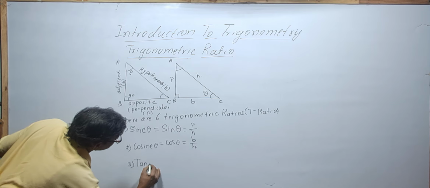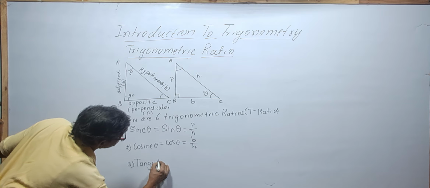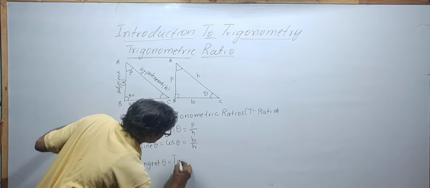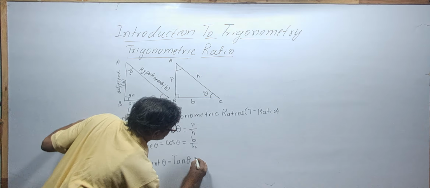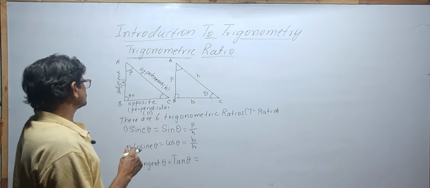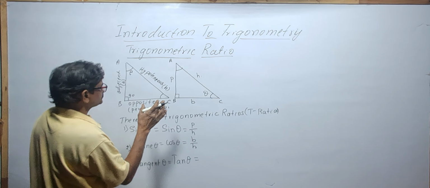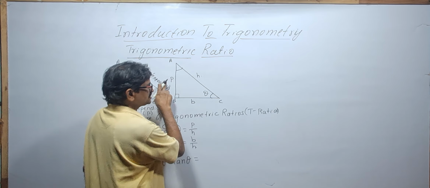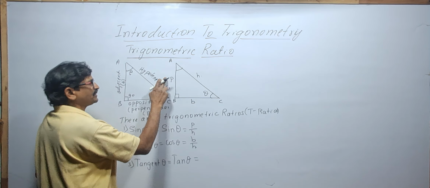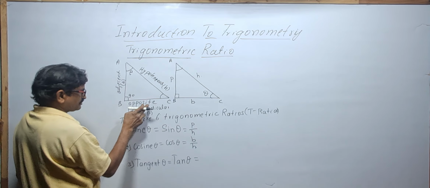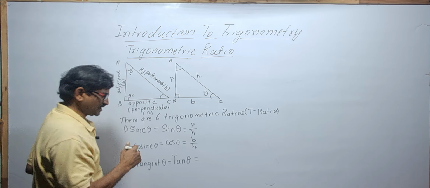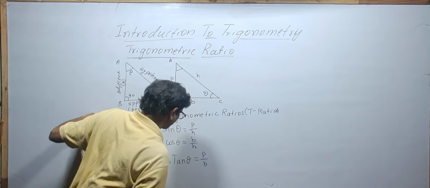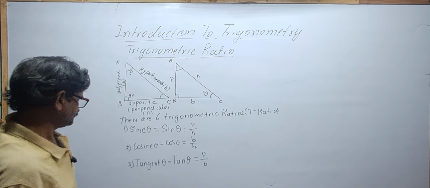And the third one is tangent theta. Shortly we write it as tan theta. Tan theta is opposite by base, or perpendicular by base. Perpendicular is P, base is B.